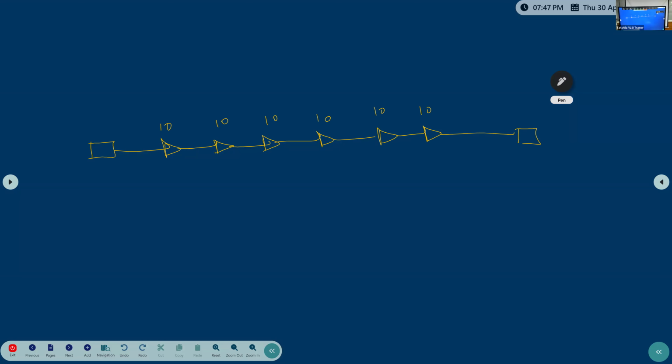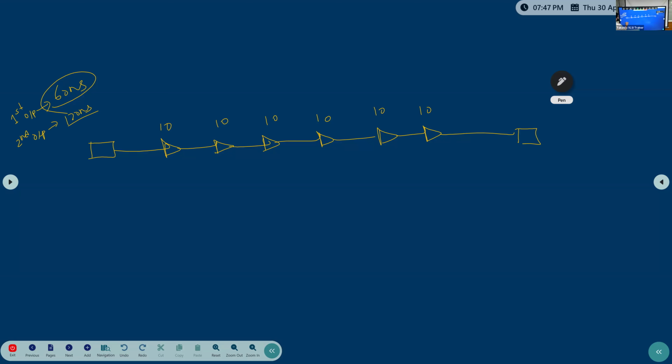So from input to output generation, how much time will it take? Input to output, 60 ns. First input I am giving, after 60 ns the output will come. When will the next output come? The first output comes at 60 ns. The second output I can give only after 60 ns, right? Then 120 ns. Third output 180, no doubt.